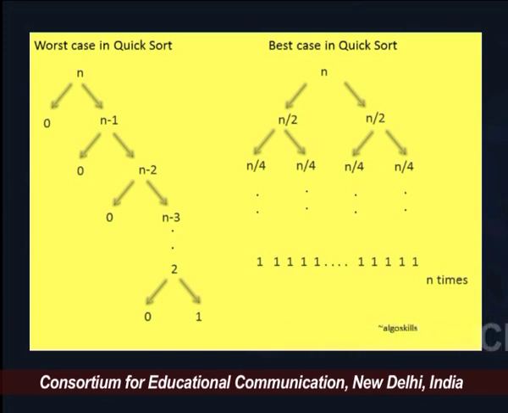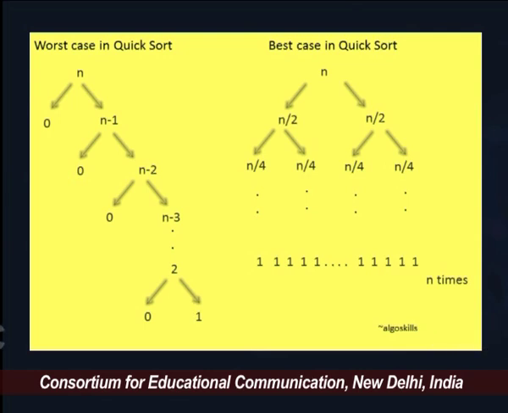Then that n by 2 is again going to get divided into n by 4 and n by 4. Looking at the worst case tree or worst case partition, you can see that it is a skewed partition. So, there are n minus 1 elements on one side and 0 elements on the other side. Then for this n minus 1, we have 0 elements on one side, pick the pivot separately, and n minus 2 on the next side.